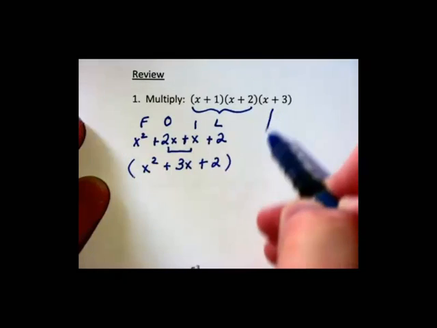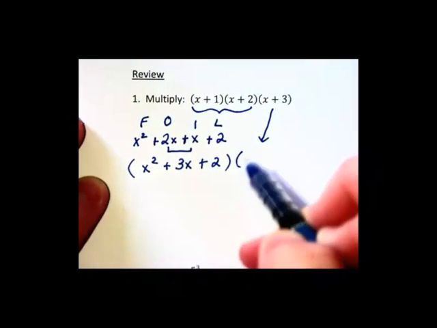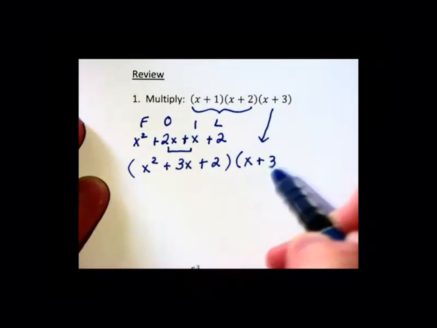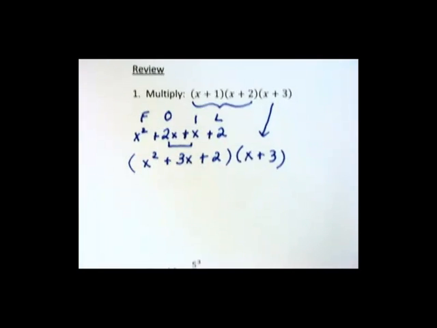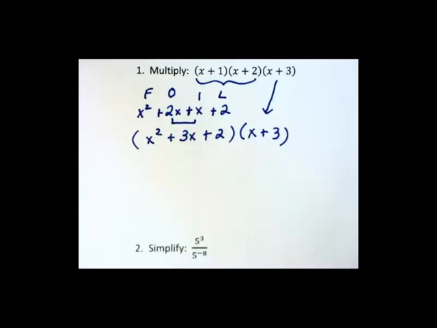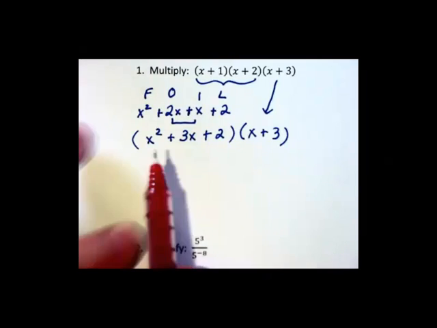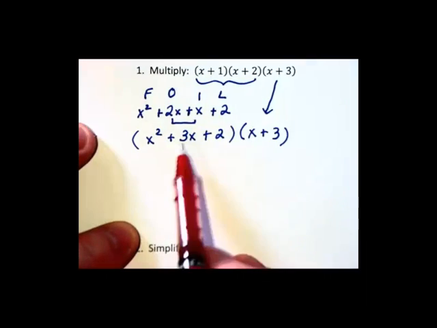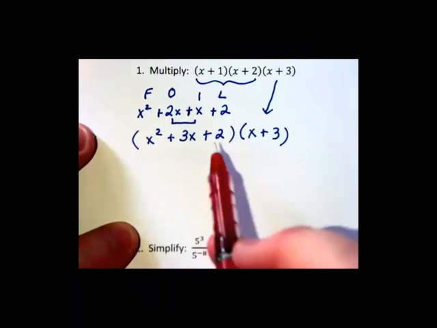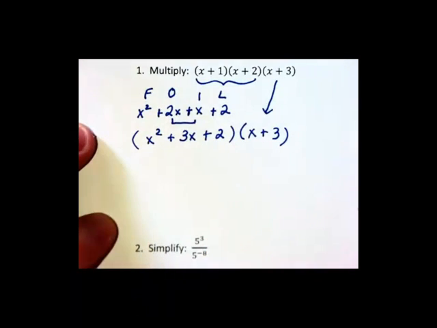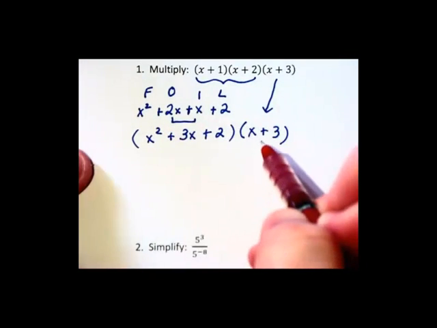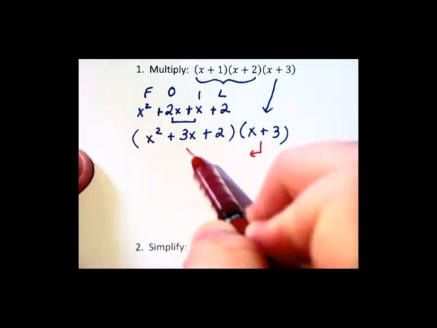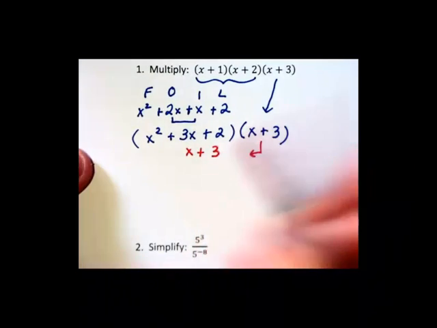Now I'm going to bring down the x plus 3, which is going to get multiplied by this trinomial which we have out in front. Now, we have basically 6 distributions. X squared needs to be multiplied by each, 3x needs to be multiplied by each at the right, and 2 needs to be multiplied by each at the right. I'm going to do this in a slightly different way because I haven't shown this to you yet. X plus 3 I'm going to bring down right below.